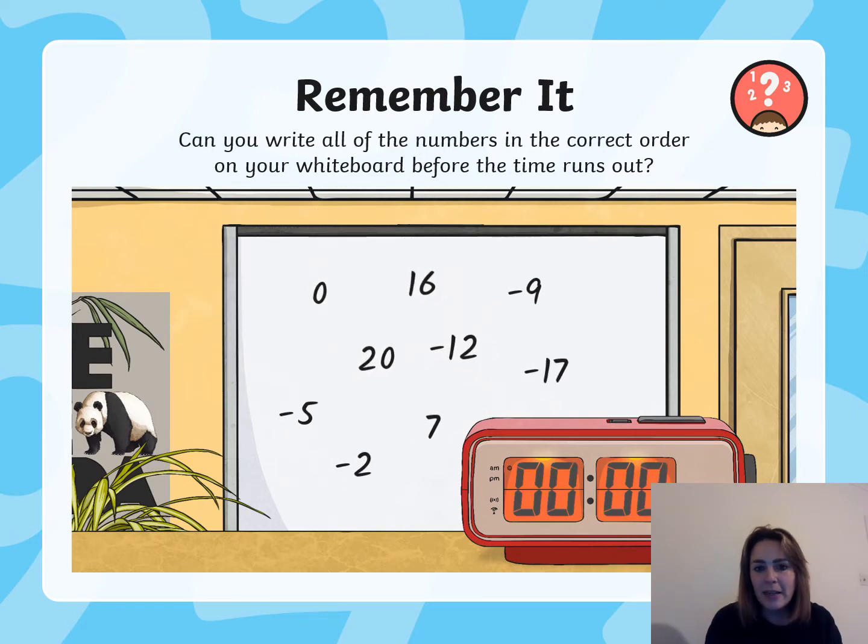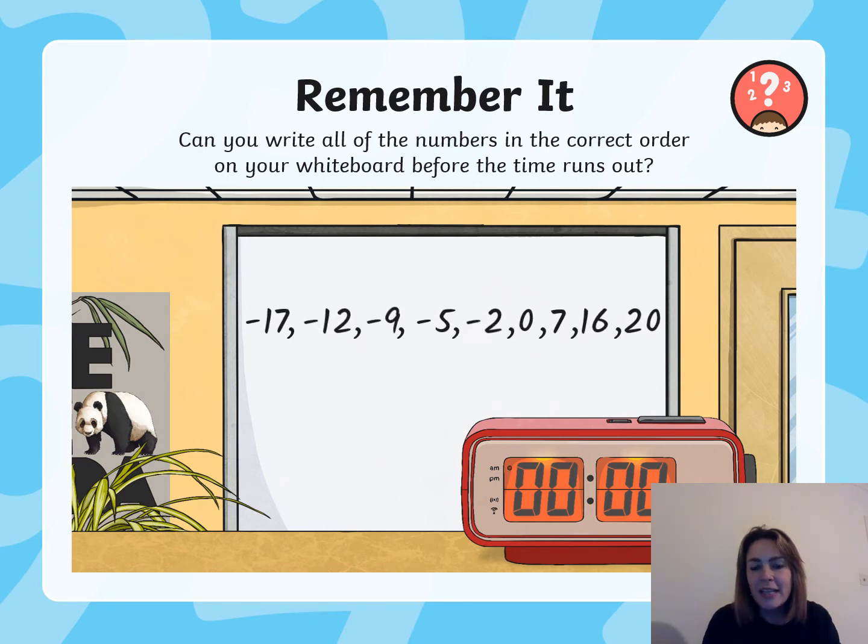Your time's up, so let's have a look and see how you got on. So this is the correct order, the smallest number being -17 and the largest or the highest number being 20, and you can see 0 there in the number sequence.